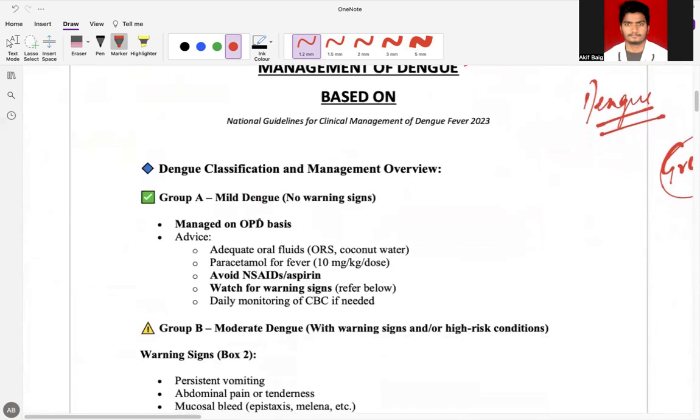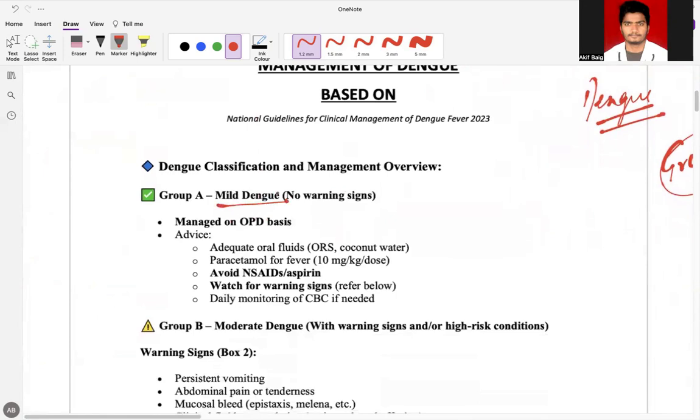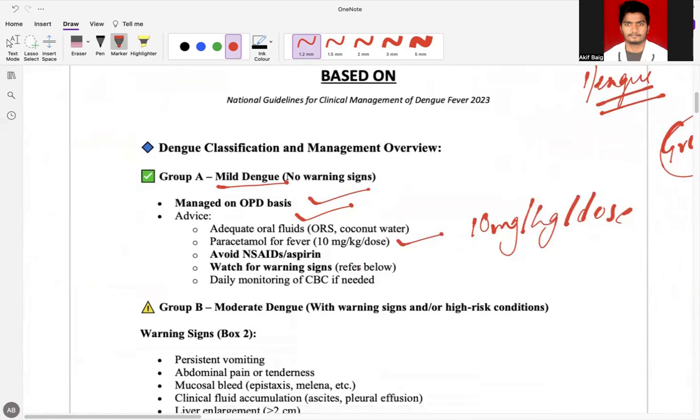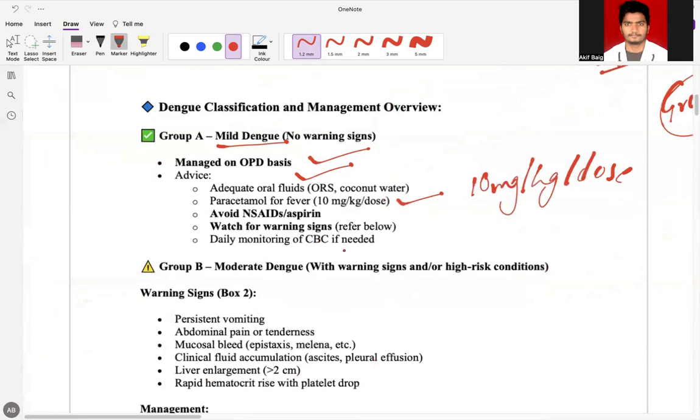So coming to the main topic again, a patient with mild dengue, that is group A, will be managed on an OPD basis with adequate oral fluids. You can give paracetamol for fever, around 10 milligrams per kg per dose. Avoid NSAIDs and aspirin. Watch for warning signs and do daily monitoring of complete blood count if needed.